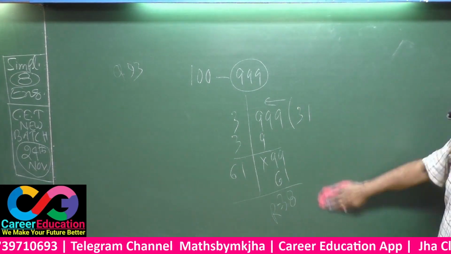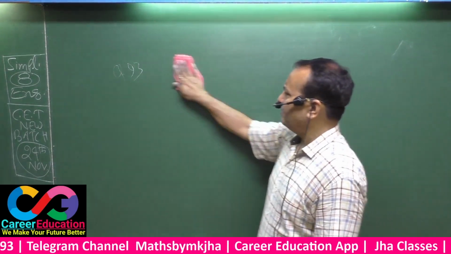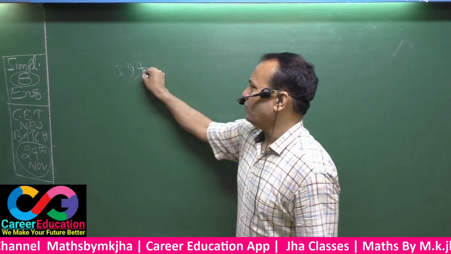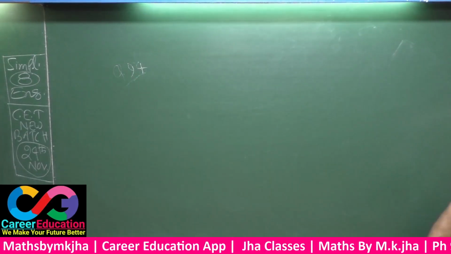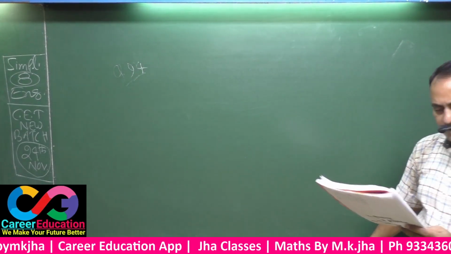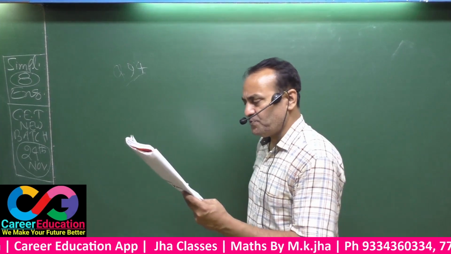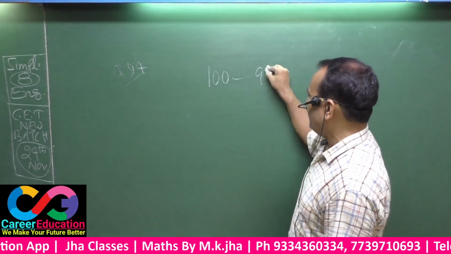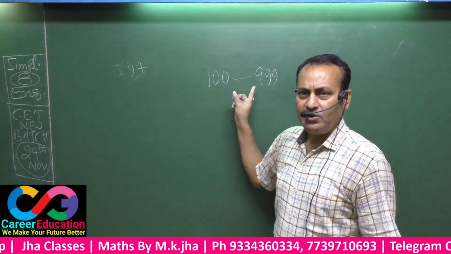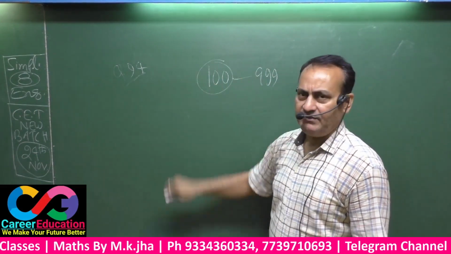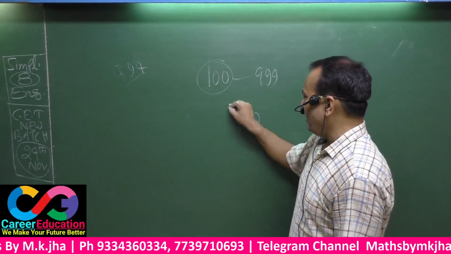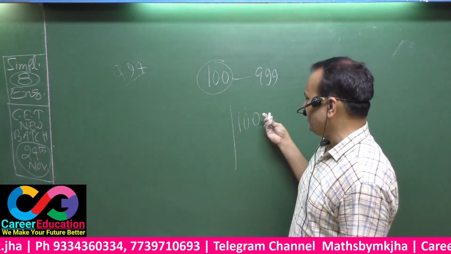Now, come to question number 94. Question 94 is, which is the 3-digit smallest perfect square number? See here, 3-digit numbers are from 100 to 999. You have to find the smallest 3-digit number. That means, see here, 100. This is 10 into 10.